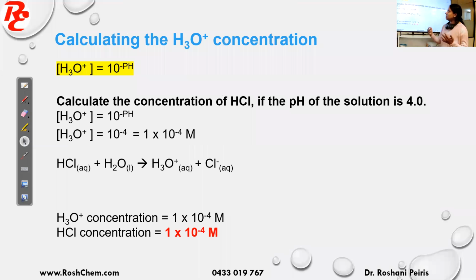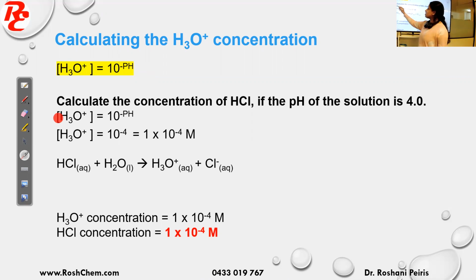Okay, the next one is, if the pH is given, how do you find the concentration of the acid or the base? We have this equation: H3O+ concentration equals 10 to the power negative pH. Look at this question here. Calculate the concentration of HCl if the pH of the solution is 4.